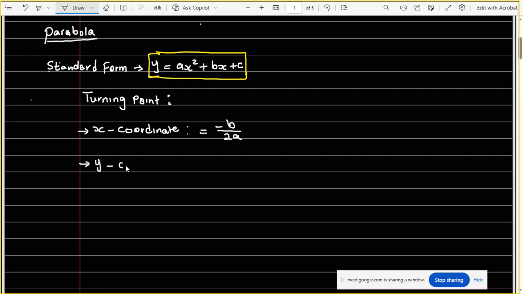Then the y coordinate, this guy here, you're going to find it by substituting the x value that you got into the original equation. You understand? Yes, sir. Okay. That's how you find the turning point if your parabola is given in that form.